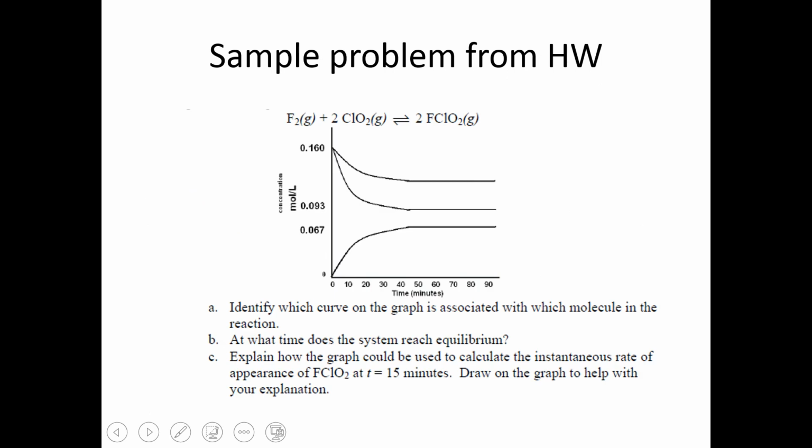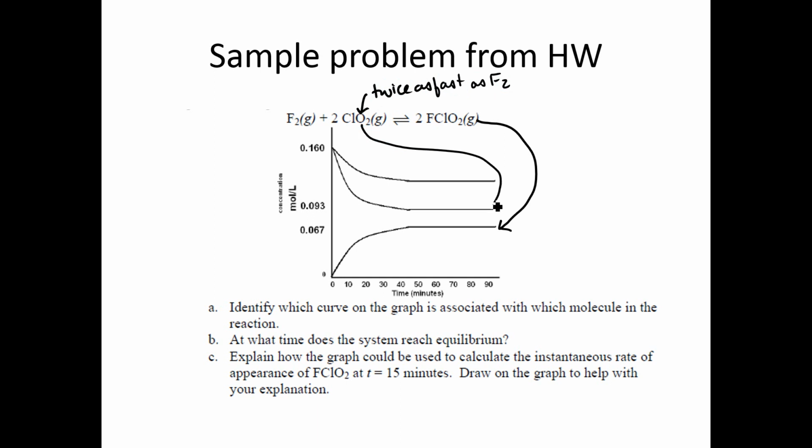And there's a sample problem from the homework, which is very similar here. The product is going to be the one that is increasing concentration over time. And then this one gets used up twice as fast as F2. So this one must correspond to this line right here, and this one must correspond to this line right here. And you could ignore this question about equilibrium. We'll come back to equilibrium later in Unit 6. So skip that one for now. And that is it.